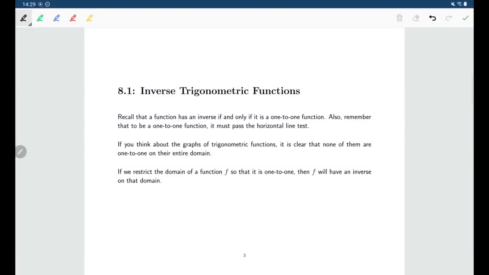Welcome back. In this section, we're going to introduce the idea of inverse trigonometric functions. Now, of course, we do have a little bit of a problem when we're defining our inverse trigonometric functions, and that's that we know that inverse functions only exist when the function that we have is a one-to-one function. And if you're remembering how the graphs of our trig functions look, we know that they're not one-to-one.